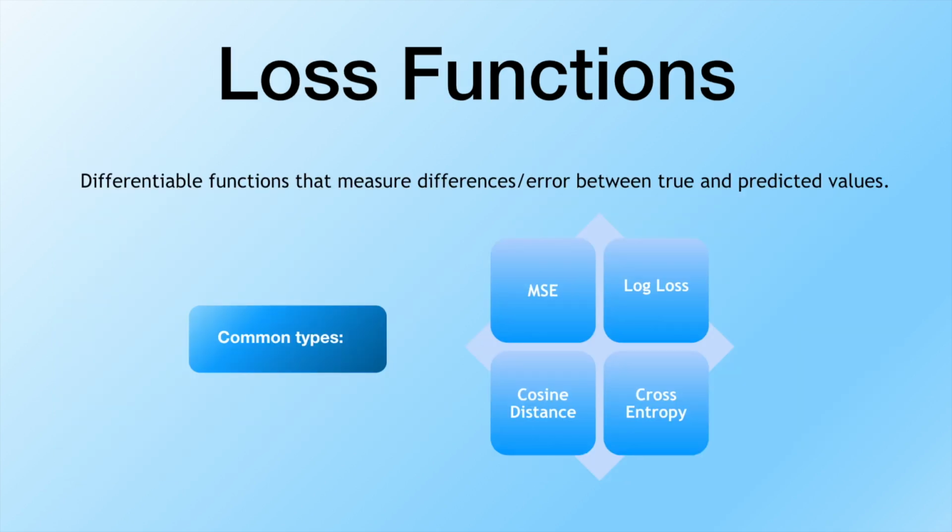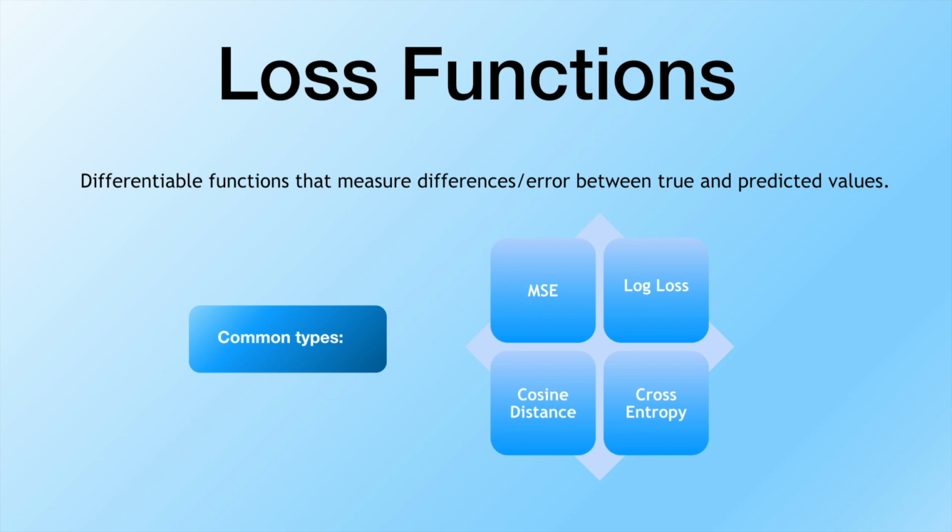Loss functions at their most basic level are really just functions that measure the differences between predicted values coming from your model and what those values actually should be. It's worth briefly noting that those functions are often differentiable, and that's really just because of how the optimizers work. It ends up being a requirement. There are a lot of different loss functions out there, and some of the most common types are mean squared error, log loss, cosine distance, and cross entropy. The mean squared error, you've probably already used that before. That one is often used for regression problems.